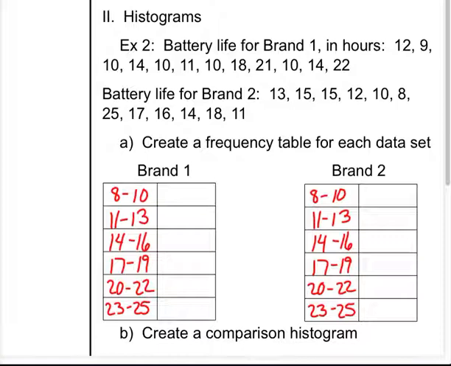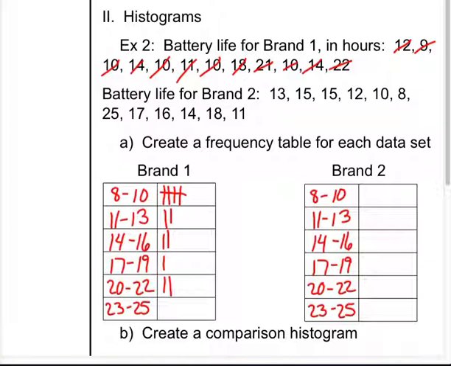And then what we do in our second column is we chart the frequency. So I just like to use a tally chart. So 12 would fall in the interval 11 to 13. 9 goes in my first interval. I've got 4 10s, 14, 11, 18, 21, another 14, and 22.